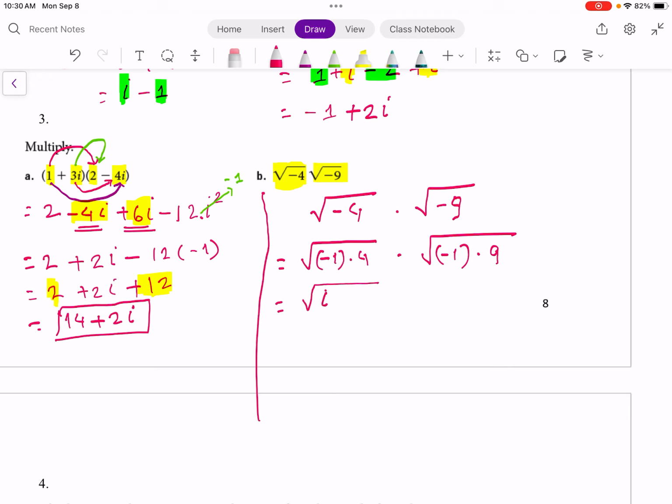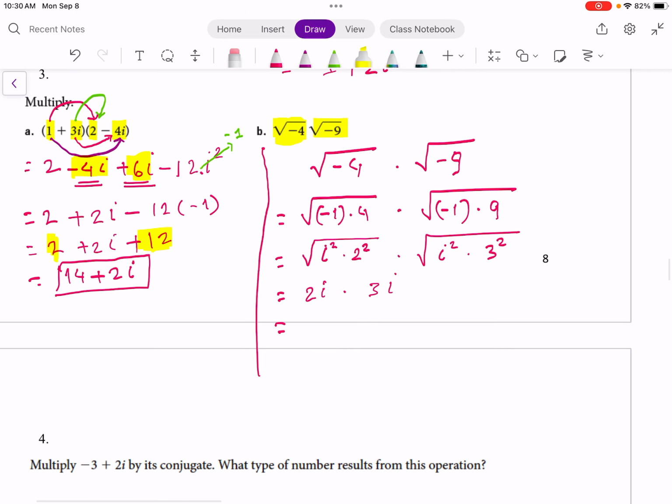Negative 1 is i squared. We can write 4 as 2 squared. We have a negative 1, which is the same as i squared. 9 we can rewrite as 3 squared. Now the square root of i squared and 2 squared, that is 2i, times 3i.